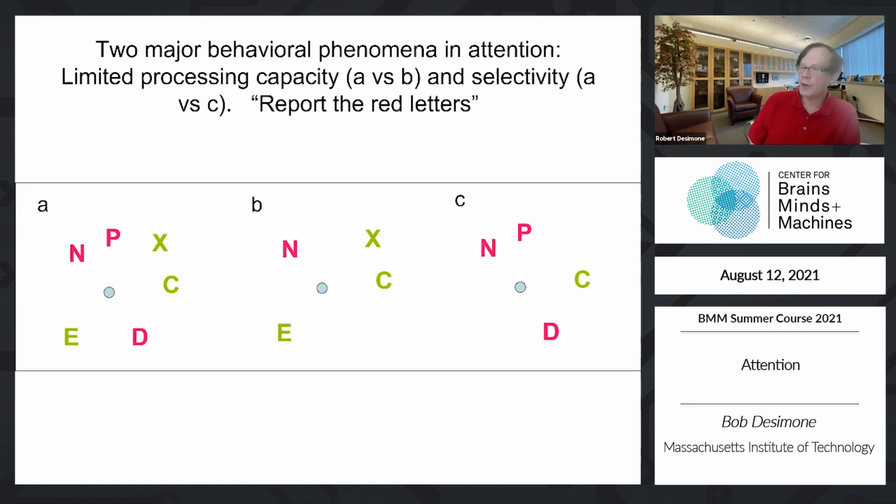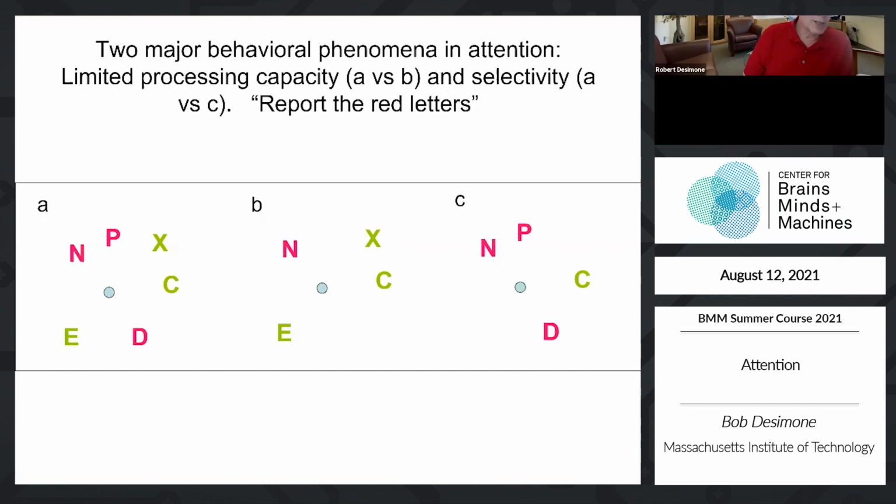Okay. Now, if you compare how long it takes or how many letters people can report, if you compare A to B, what you find is that people will be more successful in reporting the red letters in B than in A. If it flashes up very, very briefly, they may not be able to report all the letters in A, but they very well might in B. So that tells you that there's this processing capacity limitation.